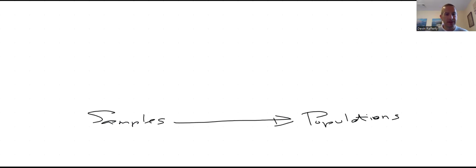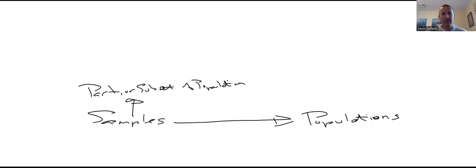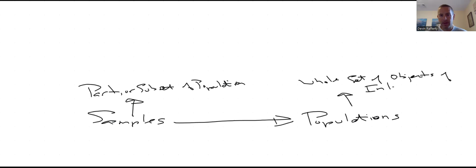So in other words, a sample is really nothing more than a part or subset of a population. Whereas a population is the whole set of objects of interest. Okay.